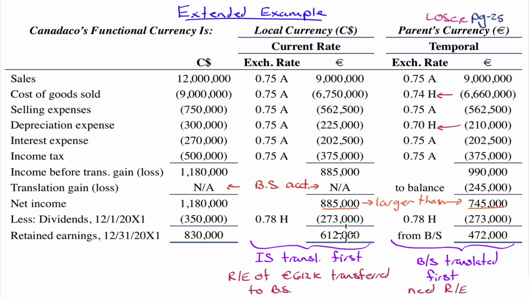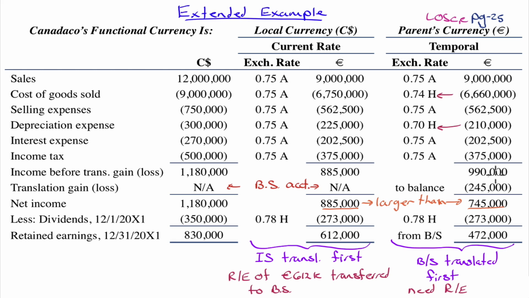Let's look at the temporal method. Now, for the temporal method, you had to do the balance sheet first, and when we got to retained earnings, you simply put a number into retained earnings, whatever it takes to make the balance sheet balance. That becomes your bottom line over here. What is missing is this number right here, the translation gain or loss, because it shows up on the income statement. We don't know that. We can work our way all the way down to income before the translation gain. We don't know what that is.